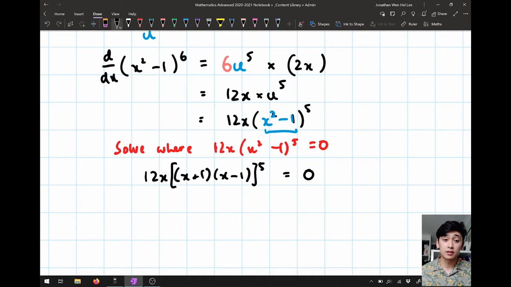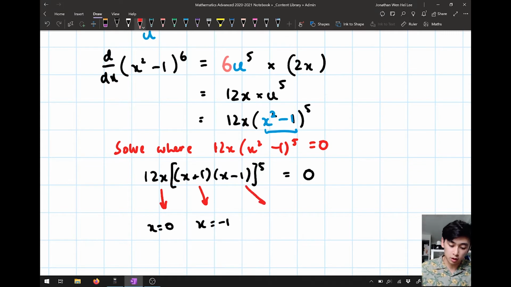Okay, I'm going to solve this. So I want to find when each one of my factors is equal to 0. Here, 12x equals 0 means that one of my solutions is x equals 0. The second factor here just means that x minus 1 is equal to 0.